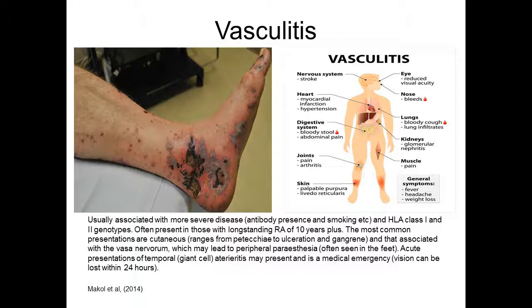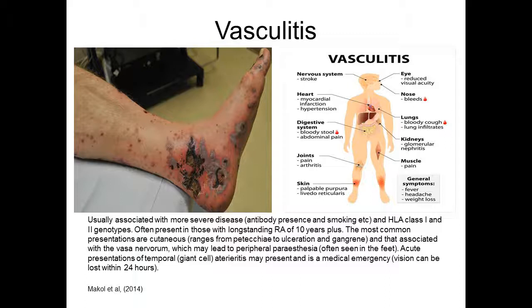that associated with the vasa nervorum, which may lead to peripheral paresthesia, often seen in the feet. So you will tend in rheumatoid arthritis to see nerve damage if the vasa nervorum is affected. It won't often be as severe as the presentation in diabetes, whereby there is complete neuropathy. It will be more paresthesia type presentation, but it can often be extremely painful and a source of significant discomfort.